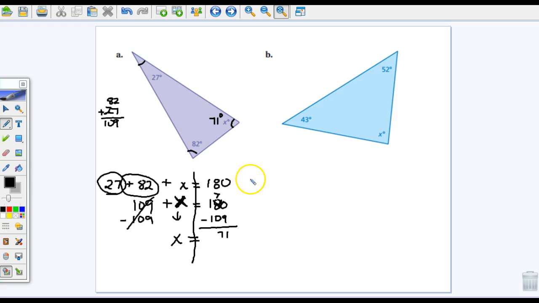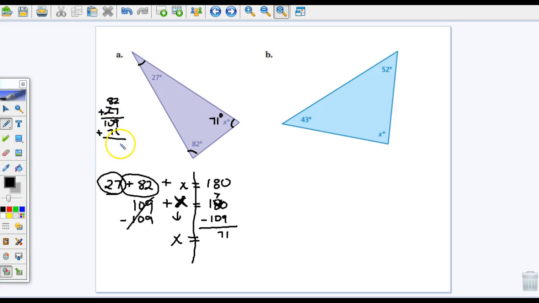Well, I'm going to check my work. Okay, so I'm going to check my work up here. Well, you know what, actually, I'm just going to continue it here, right? I already added these two and I had 109. So I'm going to go ahead and add 71 to it. And let's see if I get 180, right?